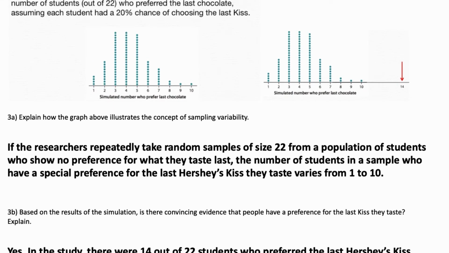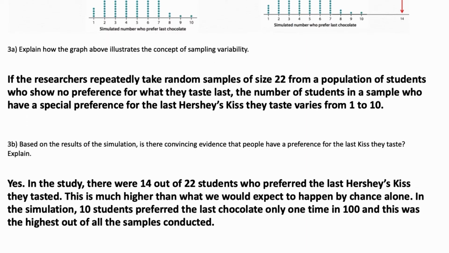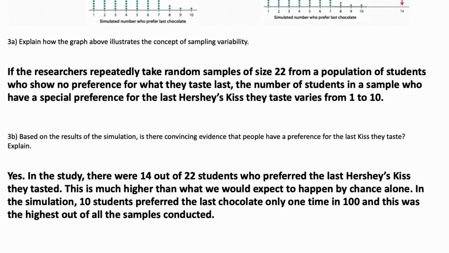In part A, it says, explain how the graph above illustrates the concept of sampling variability, and it's in regards to this graph right here. So sampling variability just means that for every sample we take, we're going to get different results, since it is unlikely that the samples will represent the exact percent of people who prefer what they taste last. So, if the researchers repeatedly take random samples of size 22 from a population of students who show no preference for what they taste last, the number of students in a sample who have a special preference for the last Hershey's Kiss they taste varies from 1 to 10, as shown in this graph, starting from 1 with 4 dots all the way to 10 with only 1 dot.